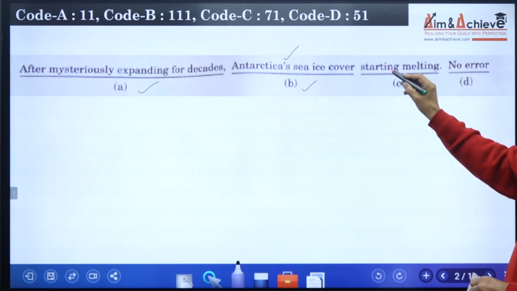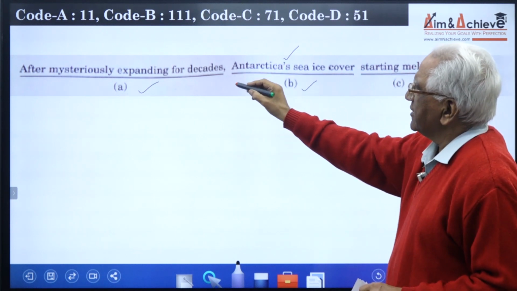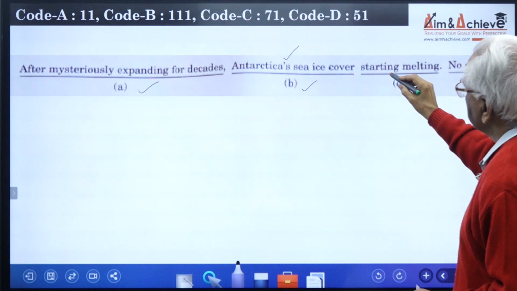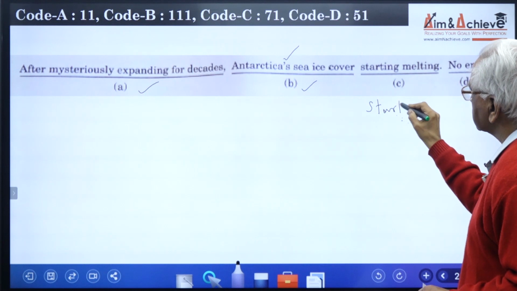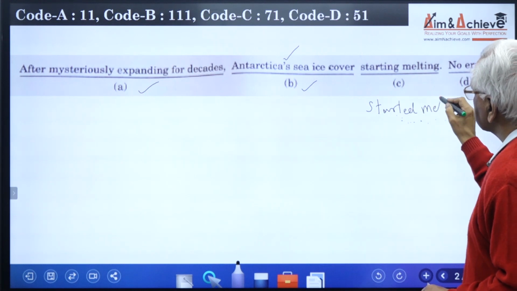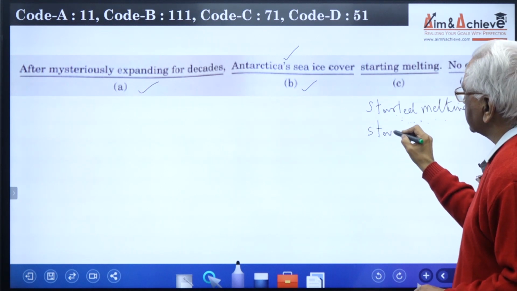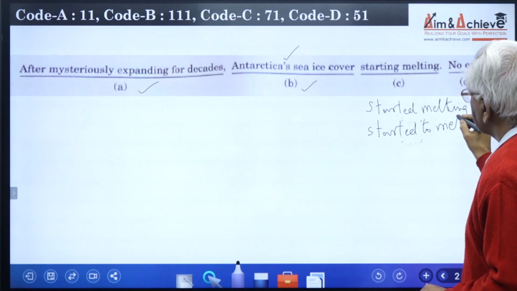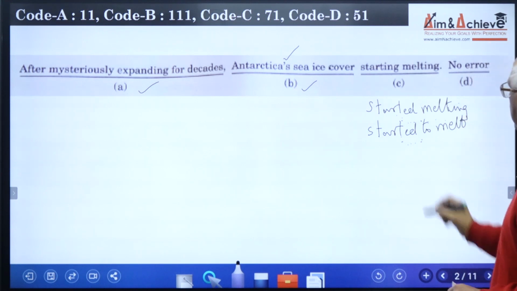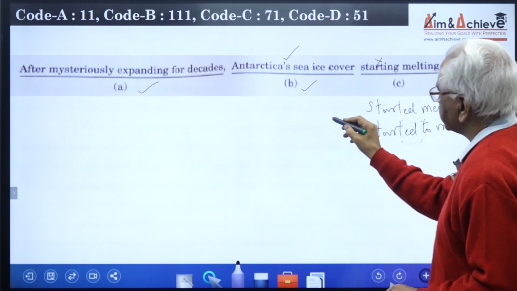Starting melting. Now we don't say starting melting. We have to say started to melt, because he is talking of some activity that had taken place in the past. So we should say started melting. We also can say started to melt. Both are right, but we can't say starting melting. That means part C of the sentence is incorrect. The answer is C.